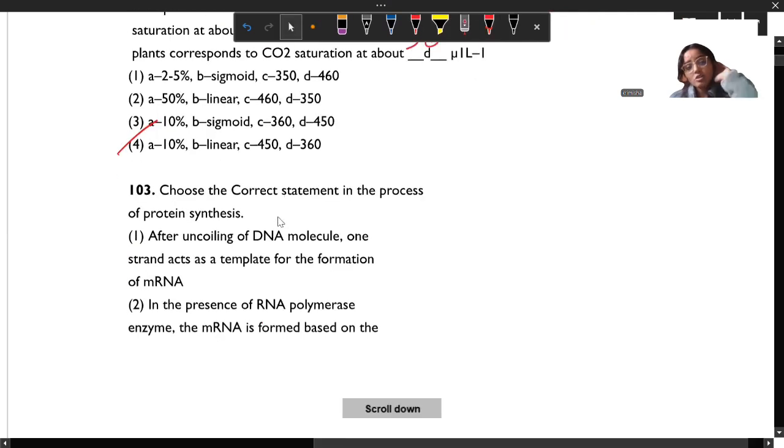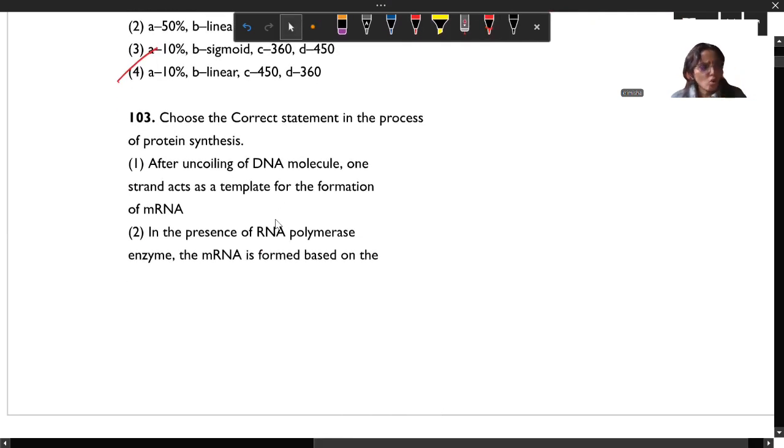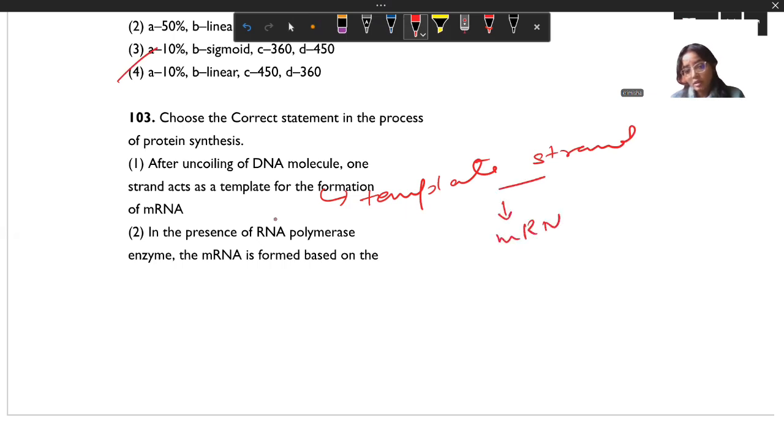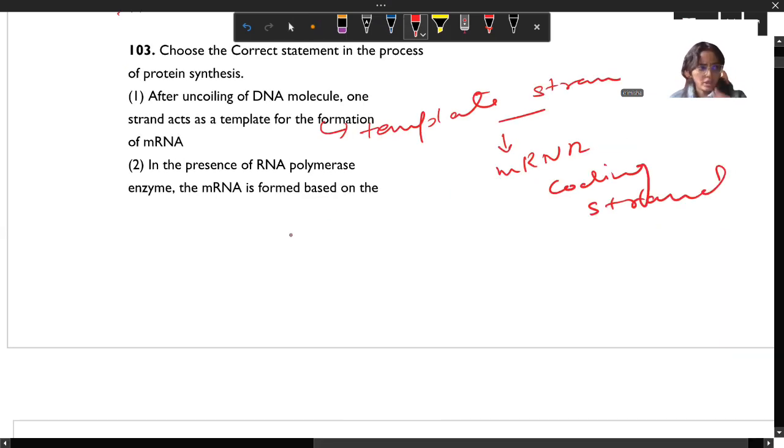Okay, so moving on to question 103. It is saying, let's choose the correct statement in the process of protein synthesis. After uncoiling of the DNA molecule, one strand acts as template for the formation of mRNA. Yes, this is true. One is the template strand, which is used for forming mRNA, and the other is the coding strand. So this is true. This is not wrong anywhere.